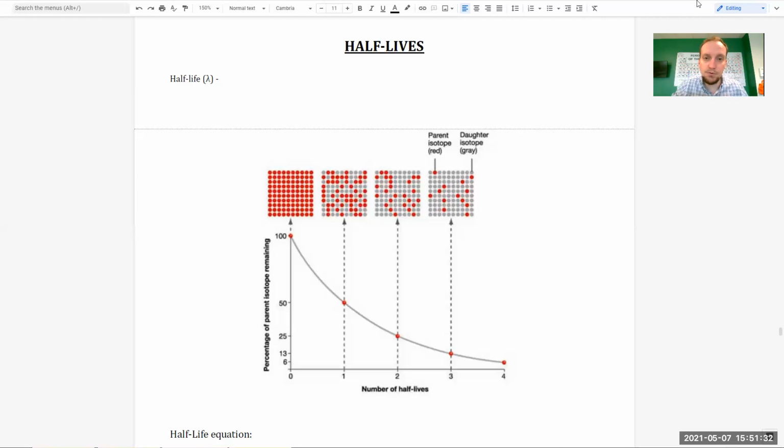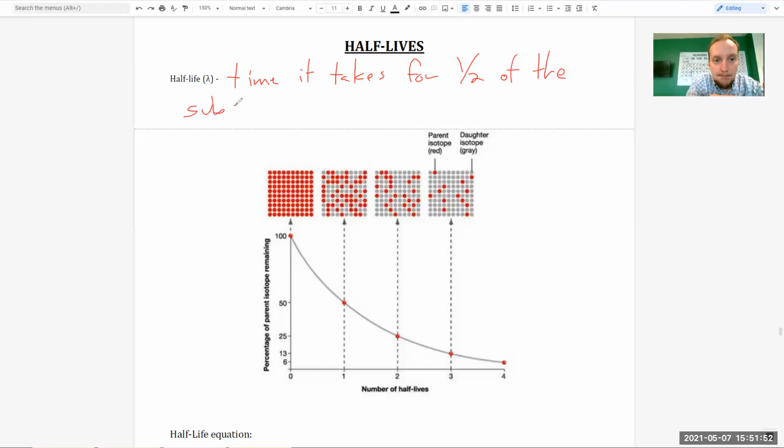So the way we're going to measure the rate at which something will decay is something called a half-life. A half-life is the time it takes for half of the substance to decay. So we're not going to measure how long it takes for the entire substance to decay, but literally half of it. We call that a half-life. The symbol you see next to that is called lambda. Again, that is the Greek letter for L, lambda, and that's the symbol for half-life.